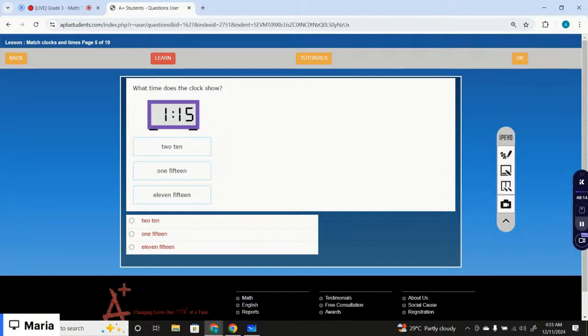What time does the clock show? Which is the correct option? The correct option is 1:15. Option number 2 is the correct option. Okay, you can complete the lesson by yourself later today. Let's just move on to the next lesson.